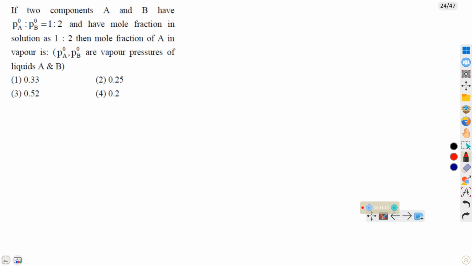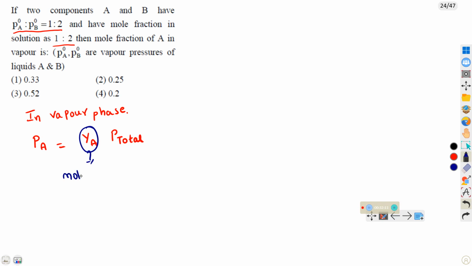If two components A and B have P naught A is to P naught B equal to 1 is to 2 and have mole fraction in solution as 1 is to 2, then mole fraction of A in vapor phase is? So in vapor phase, partial pressure of A is equal to mole fraction of A into P total. Nothing but partial pressure is equal to total pressure into mole fraction. Here Ya, what is Ya? Mole fraction of A in vapor phase.